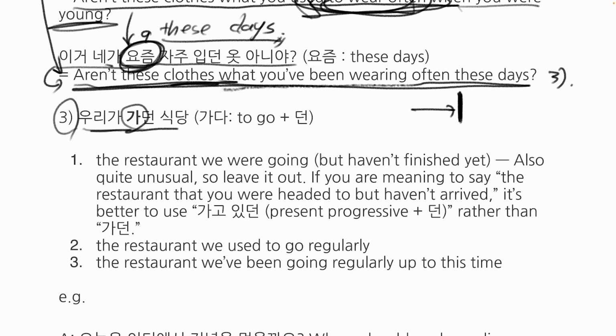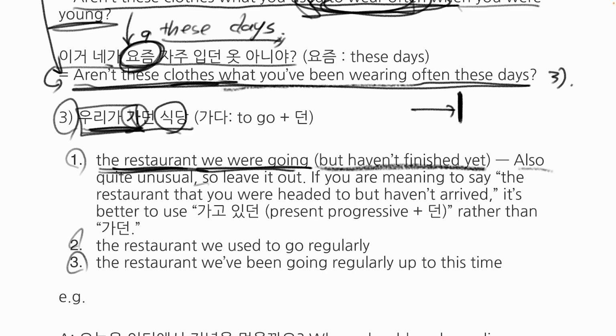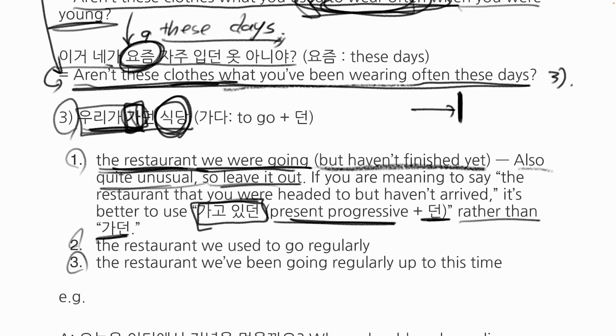우리가 가던 식당. The 식당, restaurant that we went. So it could have 3 possible meanings. The first one, the restaurant that we were going but haven't finished yet. So this is also quite unusual, so we can leave this meaning out. But if you're meaning to say the restaurant that we were headed to but haven't finished arriving, it's better to use 가고 있던, the present progressive plus 던, rather than just 가던. So 가고 있던 more clearly delivers the meaning that this is the restaurant that we were heading to, but we haven't finished arriving yet.